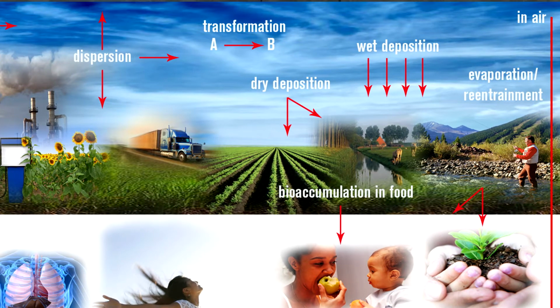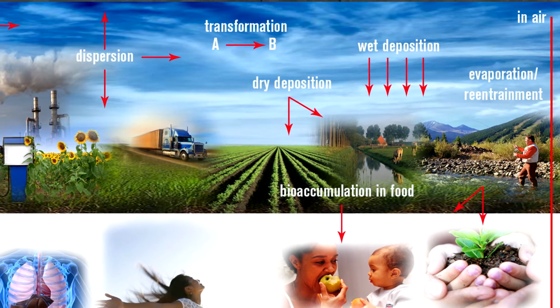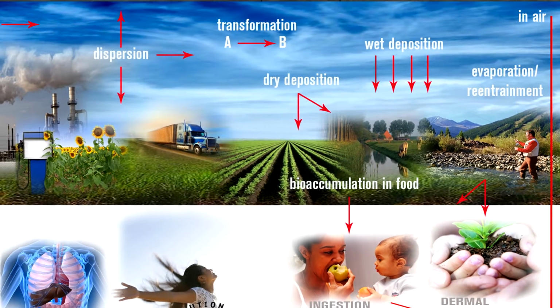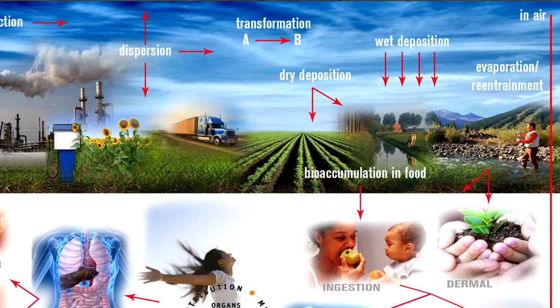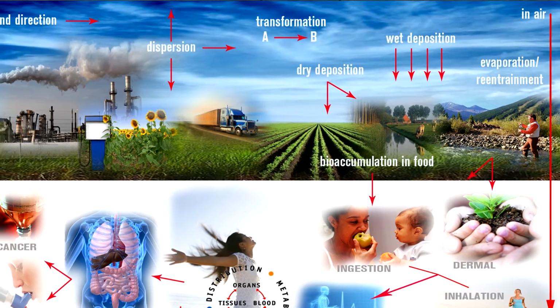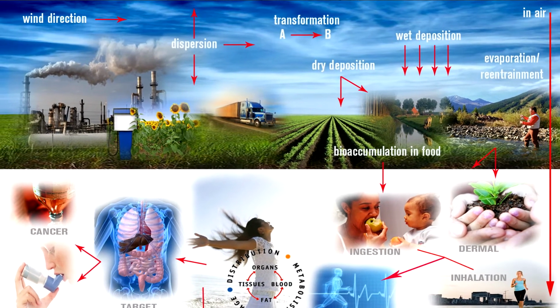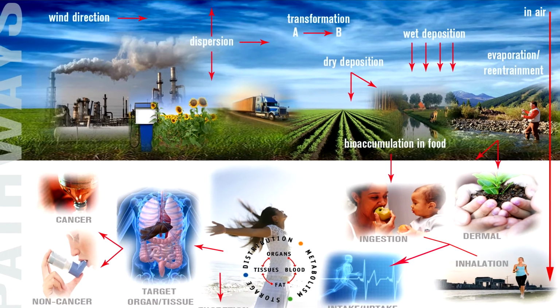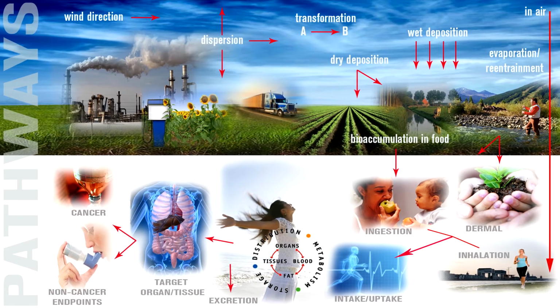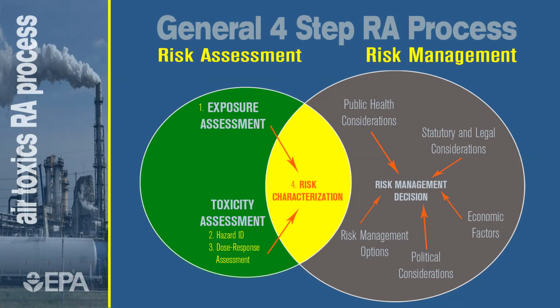So what we're going to do here is move from this visual representation of what really happens in the world when air pollution is emitted into the air to a diagram that describes a risk assessment that we will follow, sort of like a map, to complete the risk assessment. Before we do that, I want to go back to the general four-step risk assessment process. You've seen this before in another slide as well.